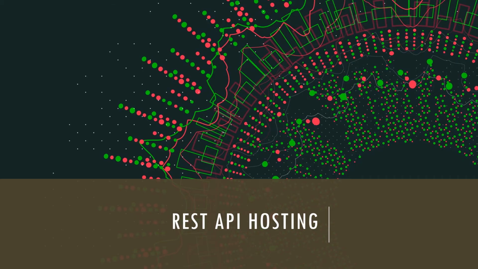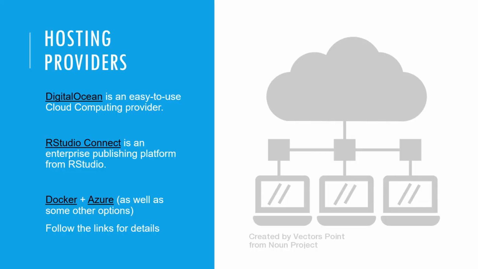Once the Plumber API is tested, the next step is to find a way to host it. There are a few options to consider. Here are some of them. First, a digital cloud computing provider supports different deployment scenarios. To deploy our Plumber API to DigitalOcean, we could use the Plumber companion package, plumberDeploy.